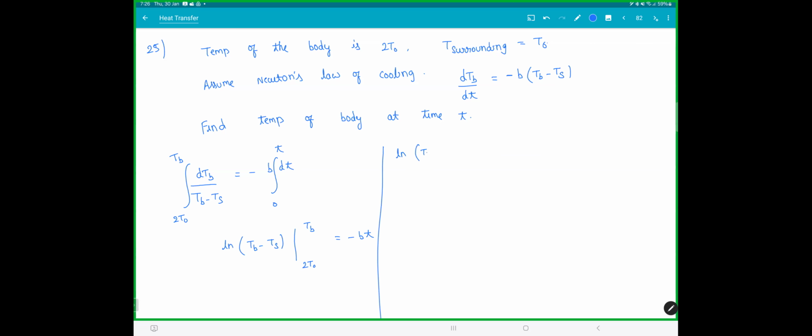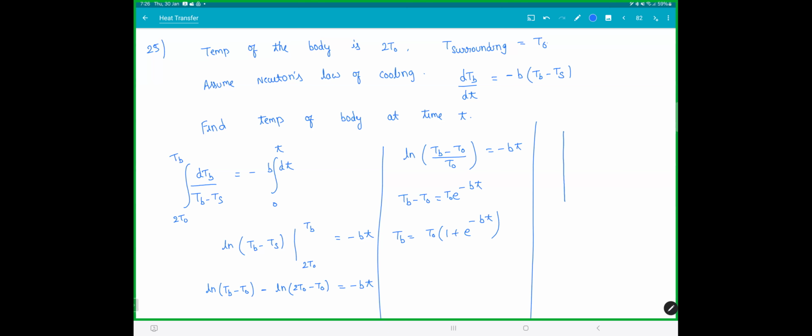So this will be ln, substituting the values, (TB minus T naught) minus ln. Remember the surrounding temperature is T naught. So 2T naught minus T naught is T naught. So this is ln of (TB minus T naught) by T naught equals minus Bt. So TB minus T naught is T naught times e power minus Bt. There, so the temperature of the body will be T naught into (1 plus e power minus Bt). That's the temperature of the body, everyone.